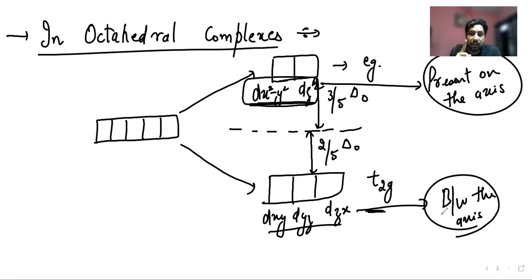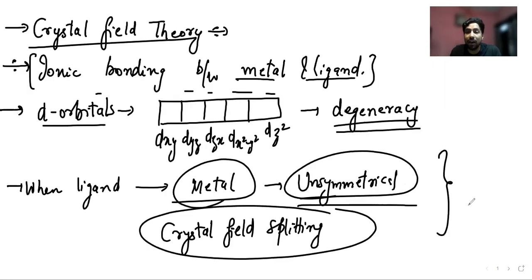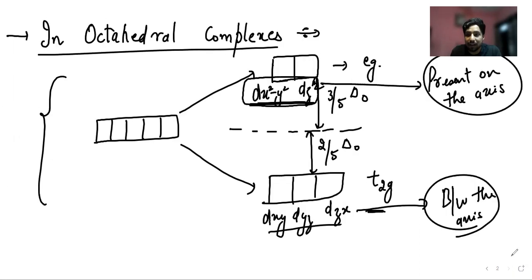Because the Eg orbitals are present on the axis, when the ligand approaches them, the repulsion between the electrons is very high. And as the electronic repulsions are high, that is why they have the higher energy. So this is how splitting of the orbitals happens in octahedral complexes, and why that splitting happens, I already explained to you, because of the unsymmetrical electron cloud.